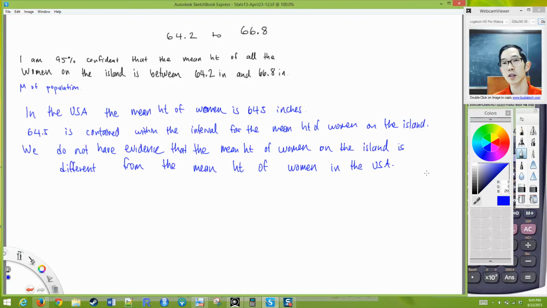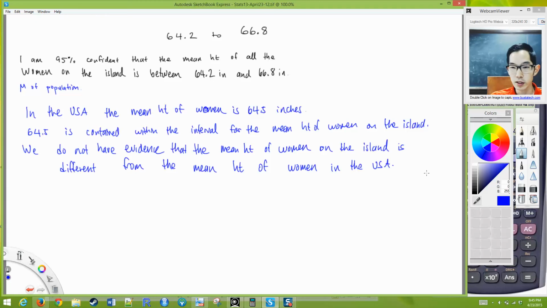Okay? Does this mean that the mean height of women on the island is the same as the mean height of women in the US? No, it doesn't mean that. It's just that we looked at 30 women. That's not enough for us to come to the conclusion that it's different from the mean height in the US. Okay, so it's not evidence that it's the same. It's just not enough evidence to say that it's different.